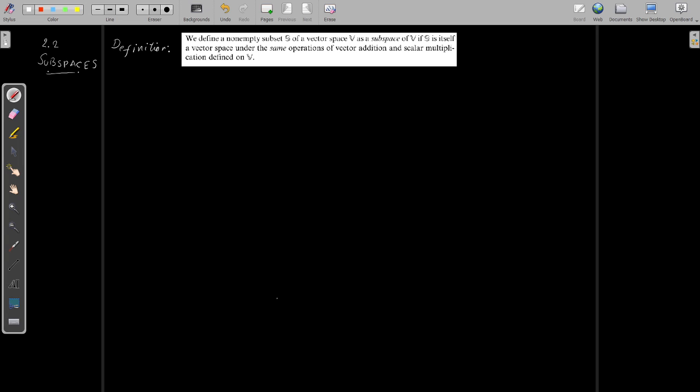Hi all, today we discuss section 2.2, subspaces. Here we have the definition of a subspace. This is analogous to the definition of subgroup in a group.